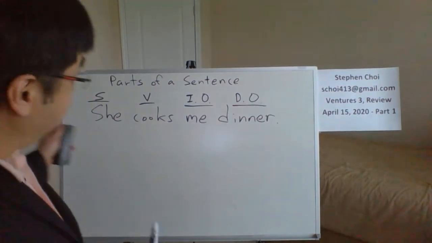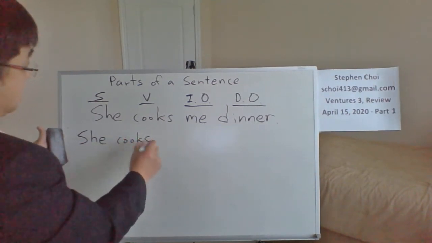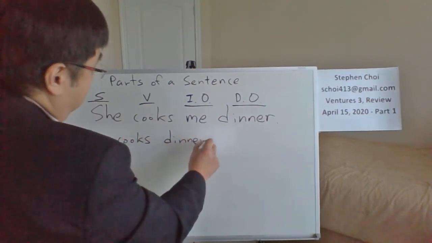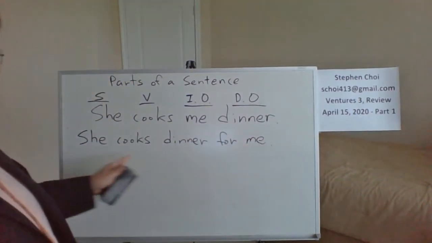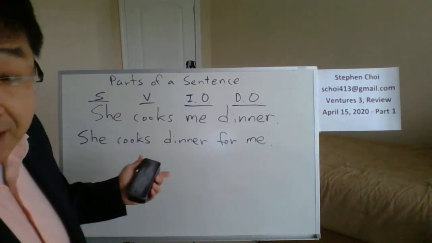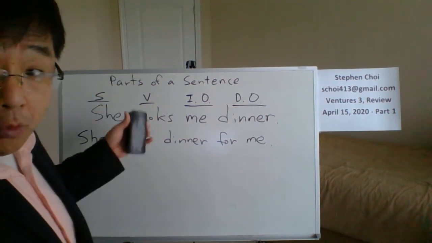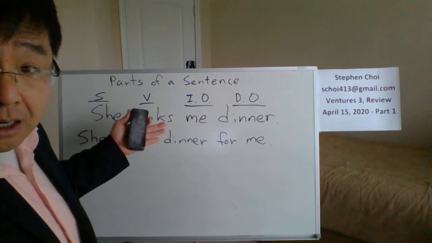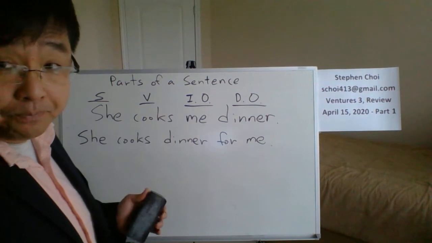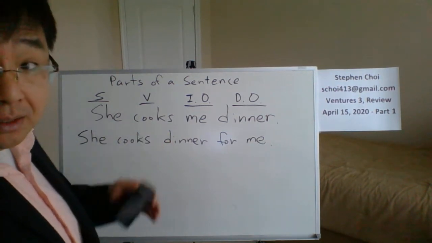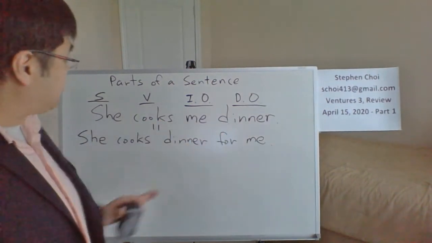Let me rewrite this in a different way. What if I wrote this in this way? She cooks dinner. She cooks dinner for me. These two sentences are what? They're good sentences. And what about the meanings? Are they the same in meaning, or are they different? They have the same meaning, right? Same exact meaning. She cooks me dinner is in meaning the same as she cooks dinner for me.